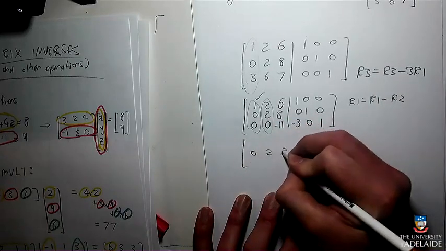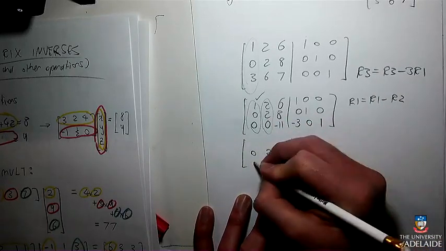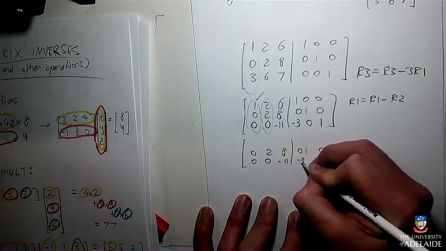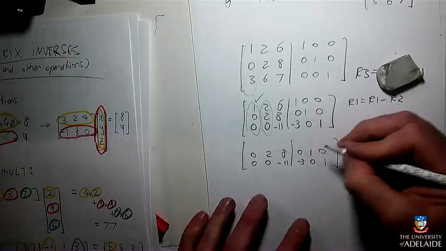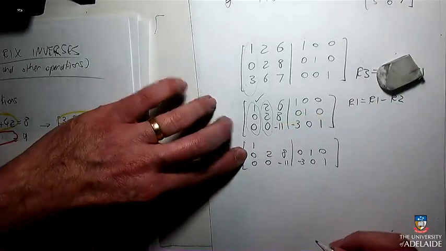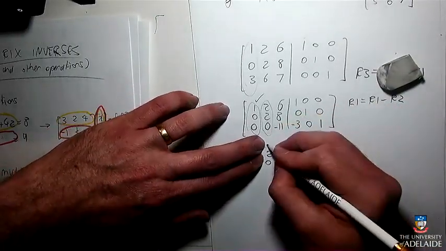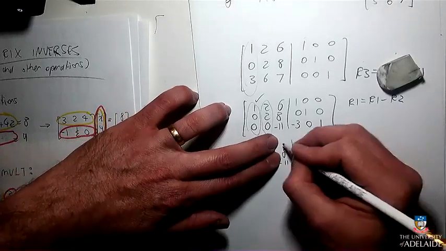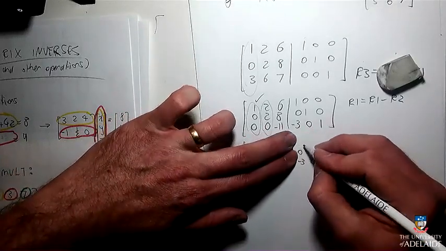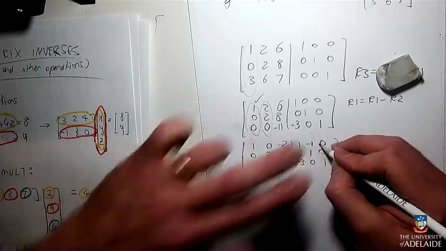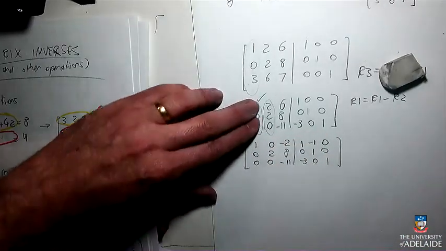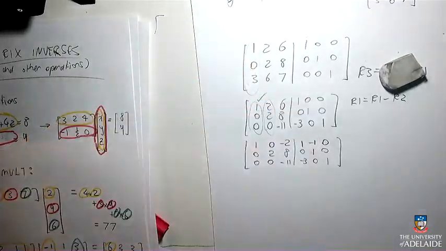So I didn't change row 2. I didn't change row 3. I'm going to move that 1 over. And I did this minus that, which is still 0, this minus that, 0, this minus that, which is negative 2, this minus that, which is still 1, 0 minus 1, which is negative 1, and 0 minus 0, which is 0. Yep, okay.